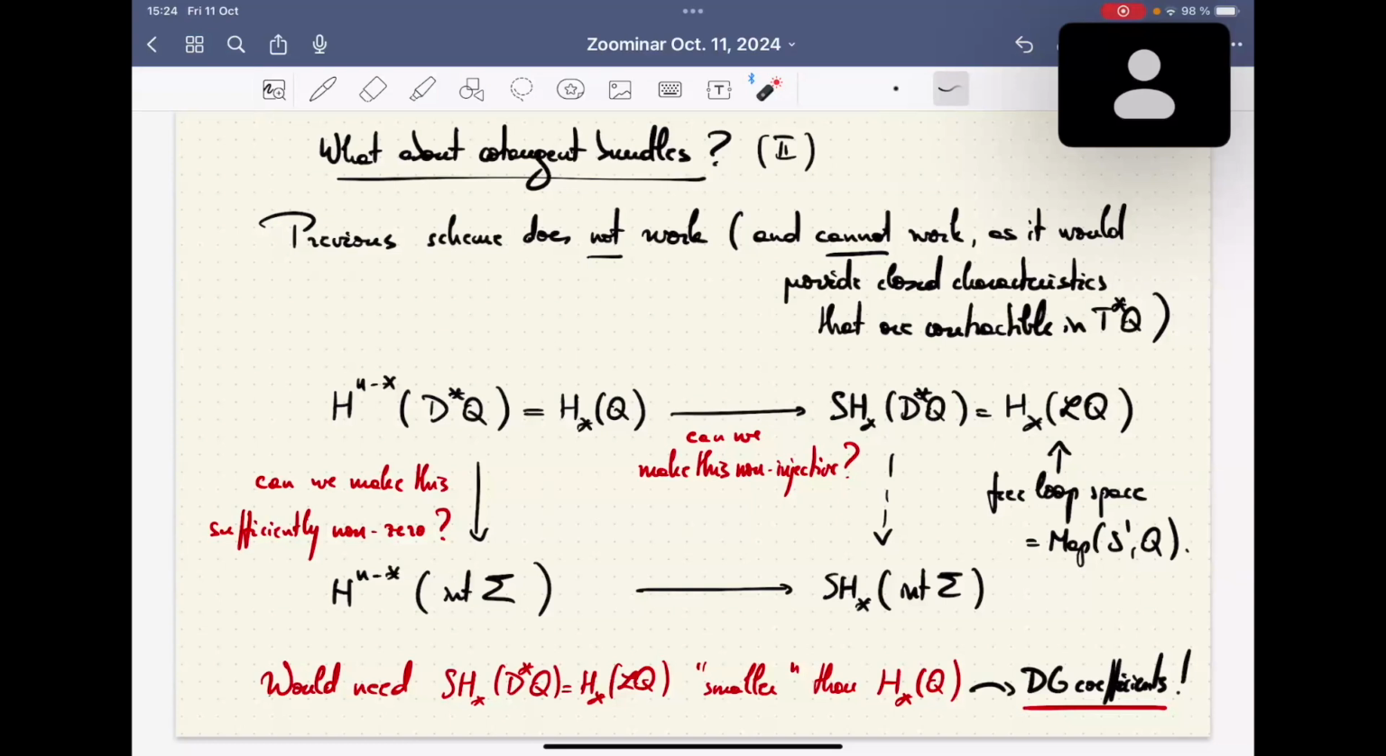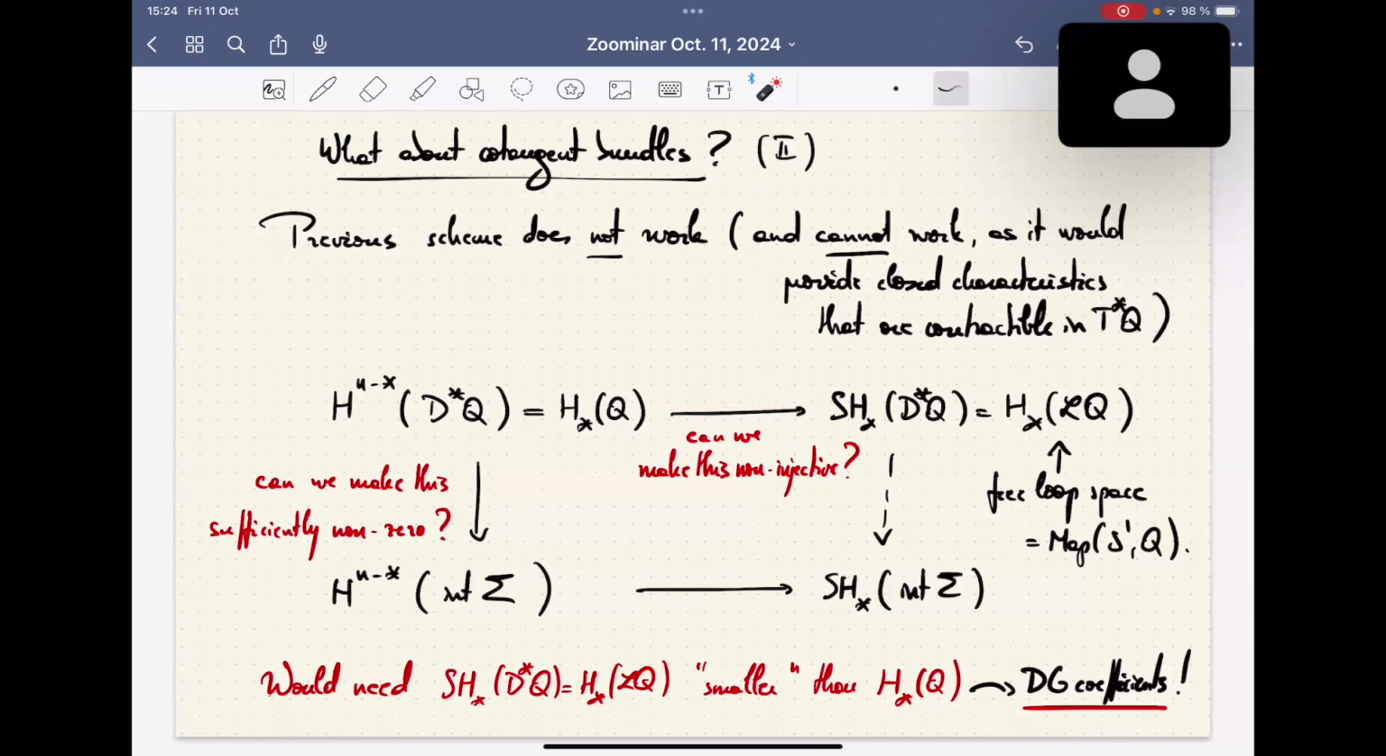Again, we look at the same picture. We have something that we understand well, namely symplectic homology of the unit disk bundle. This, by a theorem of Viterbo, is the homology of the free loop space. On the other hand, the classical part now is the homology of the constant loops. First problem, this map is always injective.